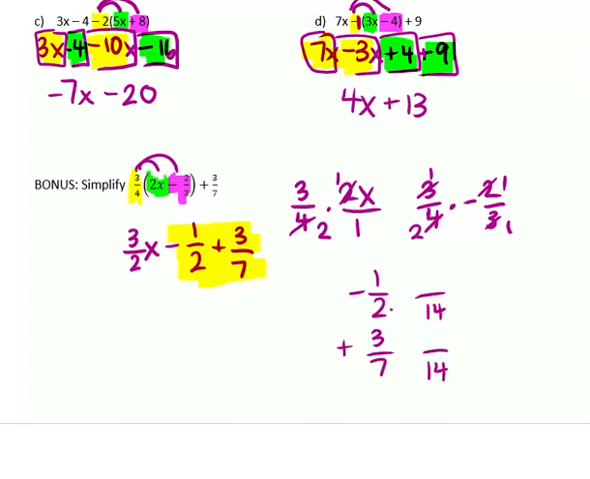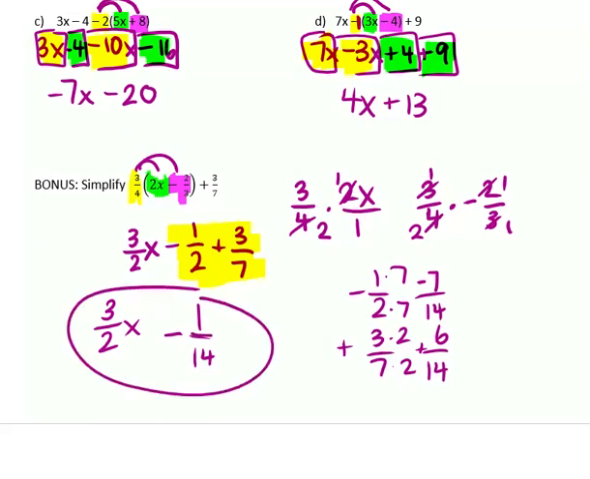So this would be times 7 times 7. That would be negative 7/14. Times 2 times 2. That would be a positive 6. So together, they're different signs, so we actually subtract them. This is going to give us a negative 1/14. And we just bring down our 3/2 x. And that is our answer.